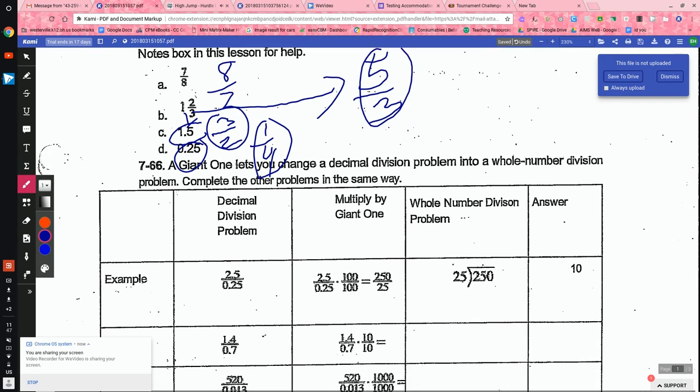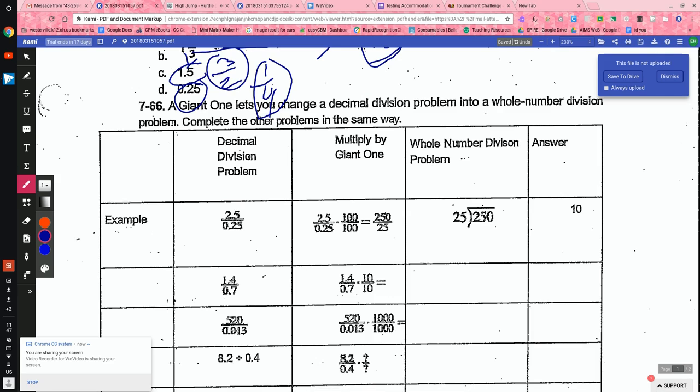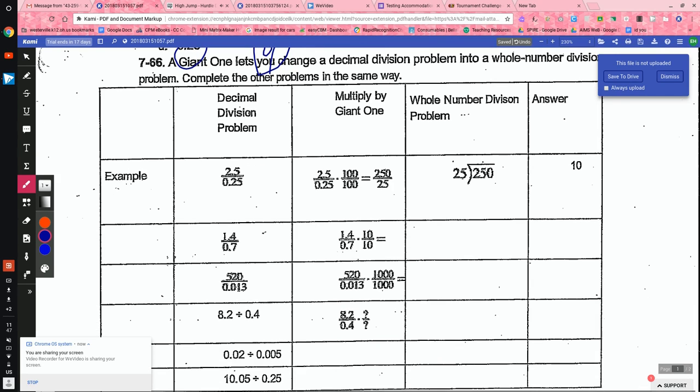And let's get to 766, which is this big complicated problem. I don't like charts, but they give you the decimal division problem. So 1.4 divided by 7/10, 1 4/10 divided by 7/10. What they did is multiply each by 10, so you would get 14, a nice solid even number. And that's why we're doing this giant one, to make it easier on you.